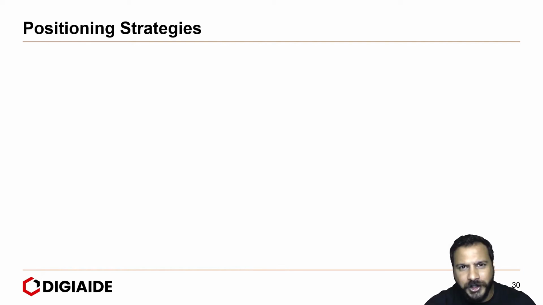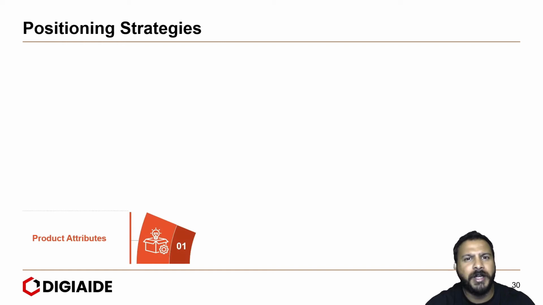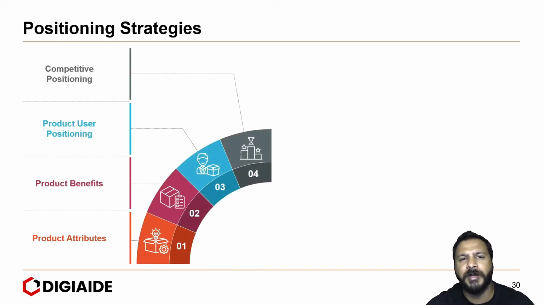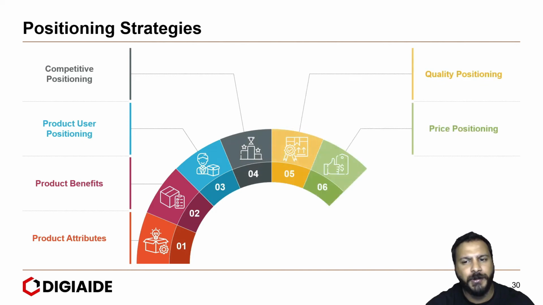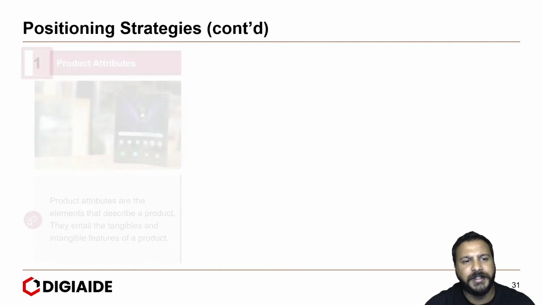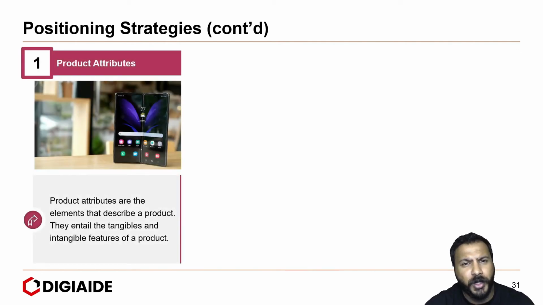Moving on to some positioning strategies. Well, positioning could be done based on attributes, benefits, user positioning, competitor positioning, quality, price positioning, leadership positioning, and excellence positioning. Let's look at each one of them briefly, starting with product attributes. Product attributes are the elements that describe a product. They entail the tangible and intangible features of a product, for example, the Samsung Fold series.